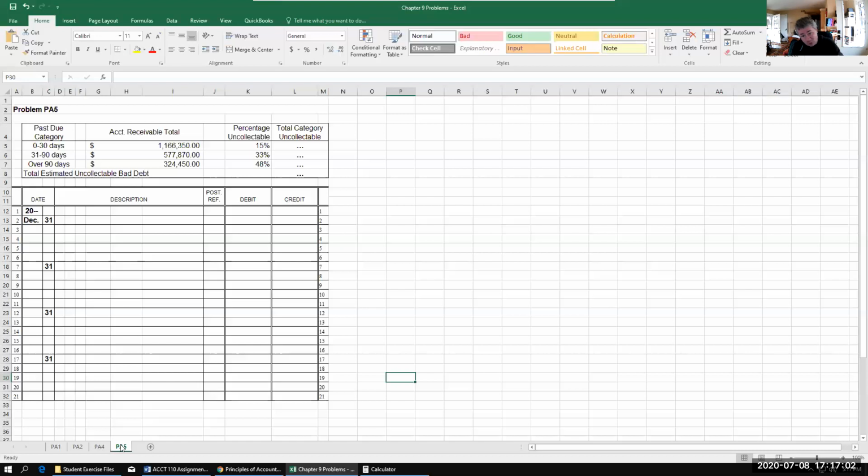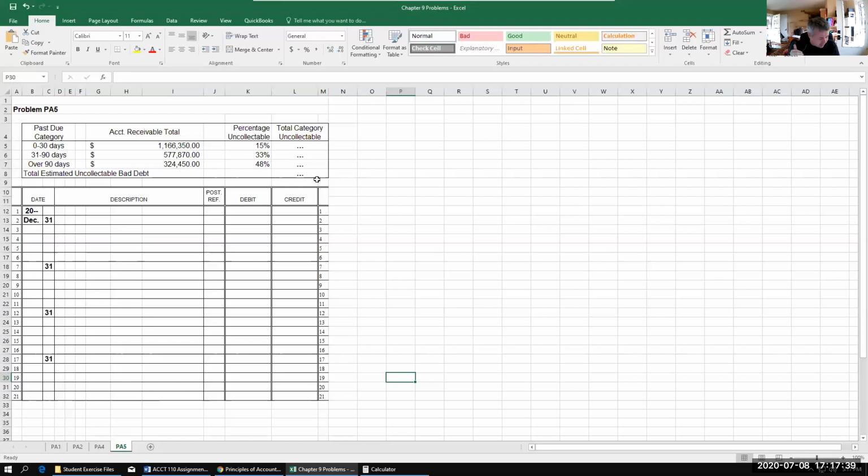So the first thing you want to do in this problem is calculate, and what it's saying is we have 1,166 grand and some change that are between 0 and 30 days due. How much is 15% of that? Put that there. Second one down, we've got about 600 grand, 577,000. How much is 33% of that? Put that in there. 48% of this number, calculate that out. That gets you your total bad debt expense and uncollected debt amount.